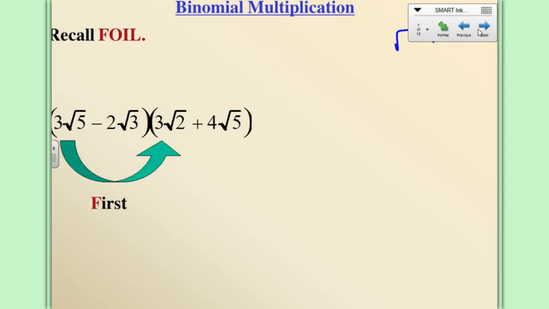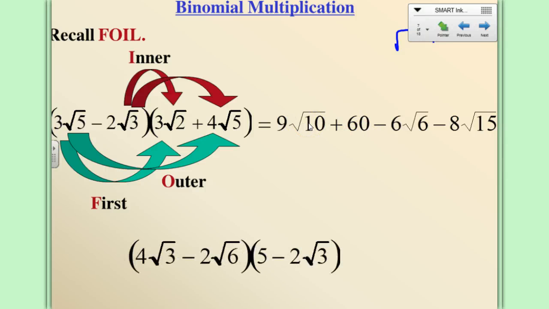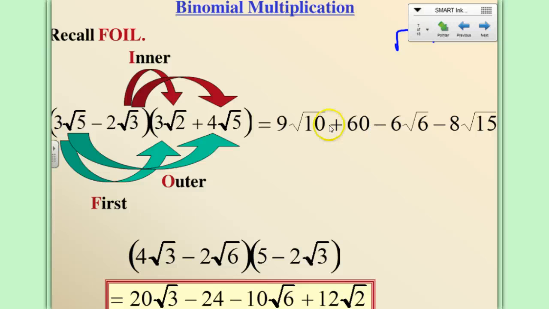So if I multiply the first terms, I will get 9 root 10. The next green arrow would be 60. The next, inside terms, would be minus 6 times root 6. So that would be minus 6 root 6. And lastly, you get minus 8 root 15. We look across and now we simplify if we can, and we notice that the only thing I can really do is nothing, right? So that's as simple as that's going to get. There isn't anything to reduce.